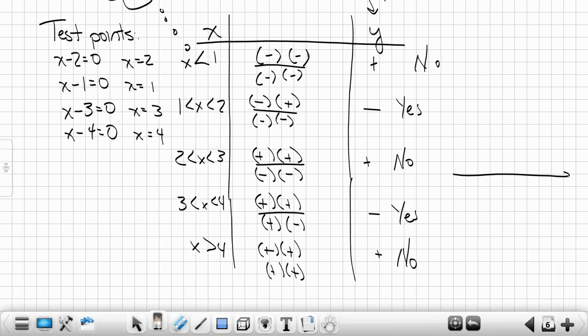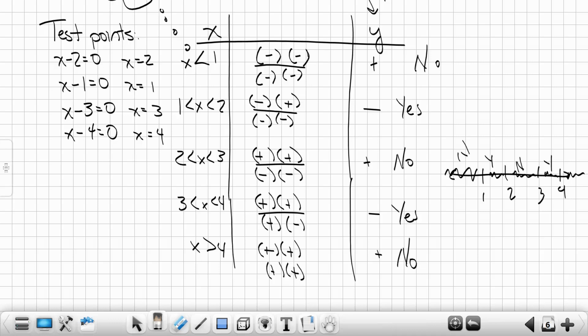So if you think of a number line, I had 1, 2, 3, 4. I've got to test this area first. That was a no. I test this area next. That was a yes. I test this area next. That's a no. This area next. That was a yes. This area last. That's a greater than 4.